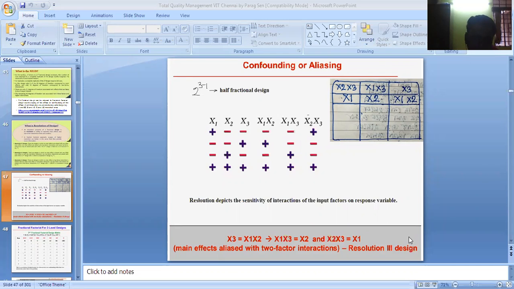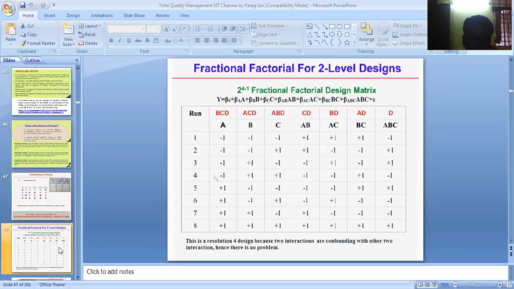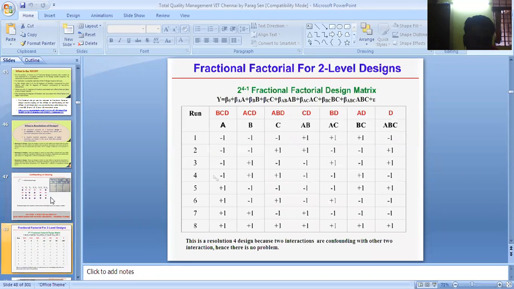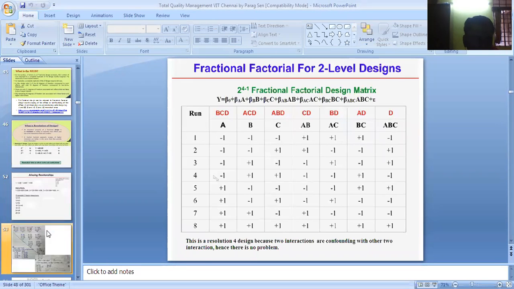So basically here I can show you another example. Yes, with this example I will also show you the same thing.